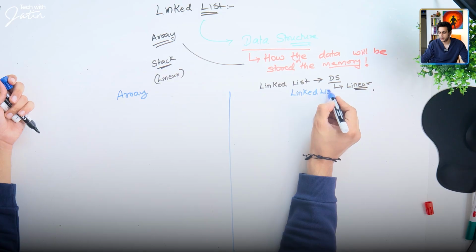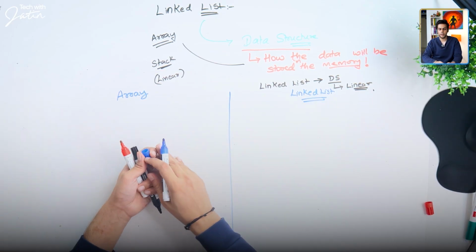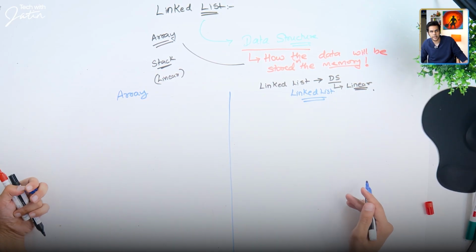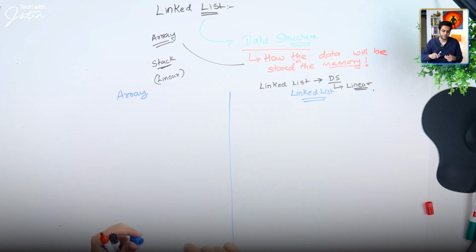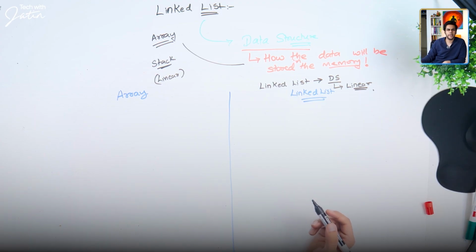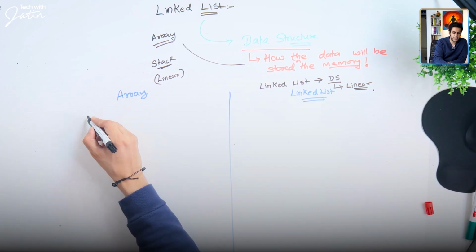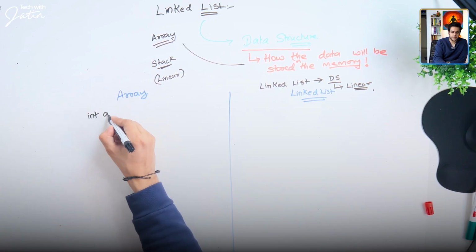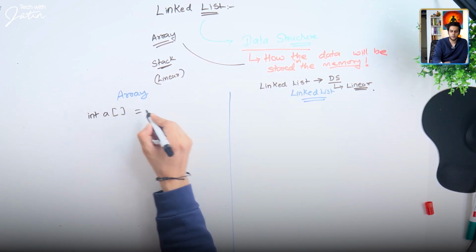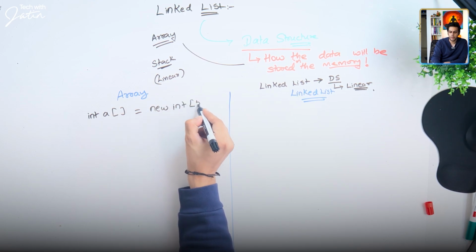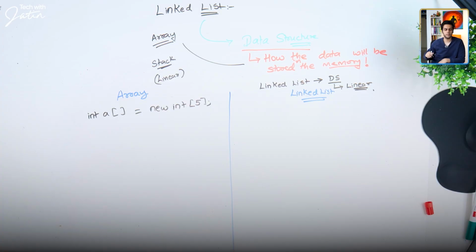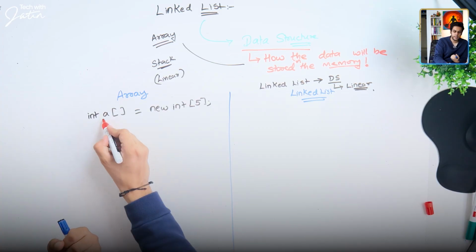All right. So we'll try to understand the theoretical part of array versus linked list, and then we will discuss more about linked list. Now, guys, if I ask you, how do you create an array? Tell me the syntax of creating an array. int a[] = new int[5]. So, is this my array?